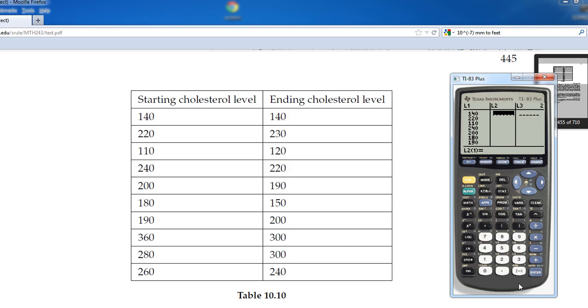Okay, over to L2, the ending cholesterol levels. 230, 120, 220, 190, 150, 200, 300, and last but not least. Okay, we're matched up here. Beautiful. Now, we've had this discussion in class.